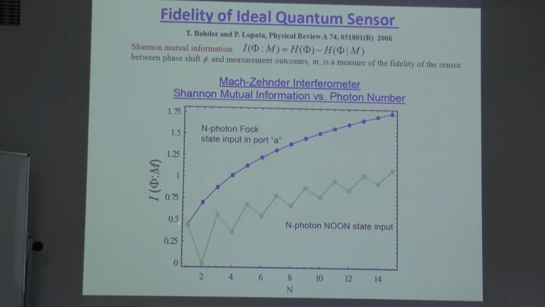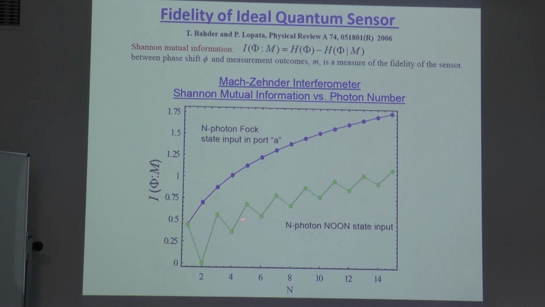So here is the Shannon mutual information plotted versus the number of photons for noon states and for Fock state input. Here, for example, is the amount of information for a 5 photon Fock state input. Obviously the information increases with the number of photons, but for the noon states, it's really a weird plot. It sort of oscillates. And for a 2 photon noon state, the information is exactly 0. It has to do with the symmetry of those measurement operators and their expectation value.